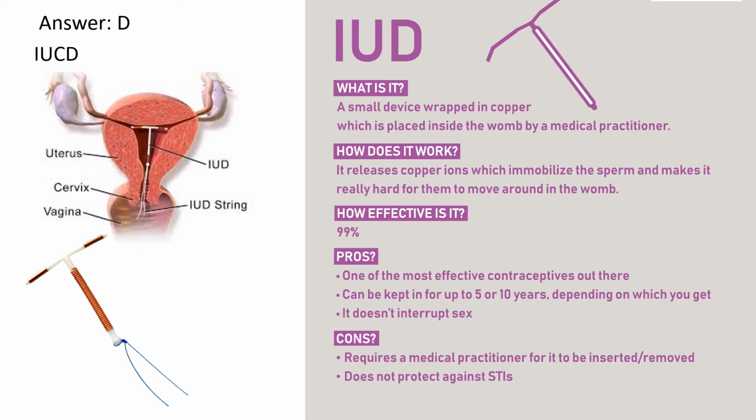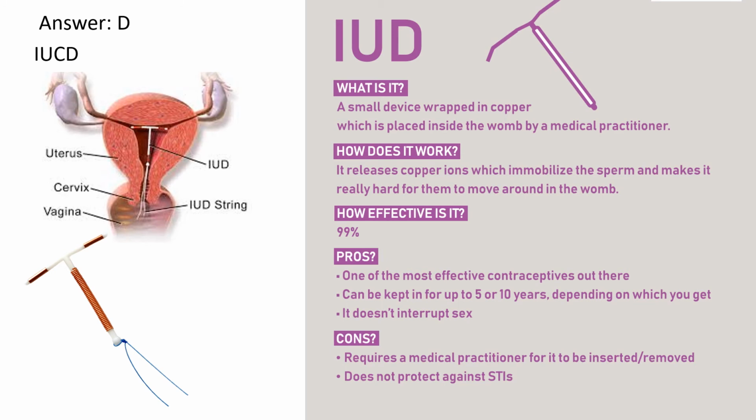And how does it work actually? It releases copper ions which immobilize the sperm and make it really hard for them to move around the womb. That's why, whenever the sperms are not able to reach the womb, there won't be any fertilization inside the uterus, and it definitely prevents pregnancy.